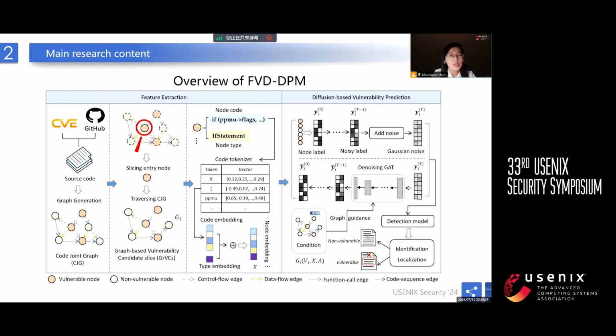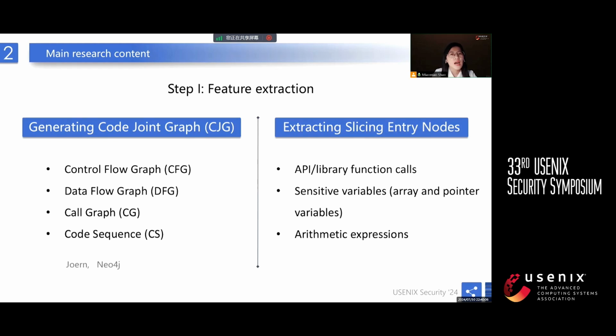First, feature extraction. We generate CJG from source code and utilize program slicing technology to extract GIVCS from the CJG. Second, diffusion-based vulnerability prediction. We construct a conditional DPM model to predict the node label distribution for GIVCS. Next, I will provide a detailed introduction to each part of our methods.